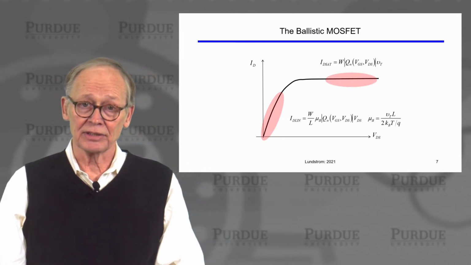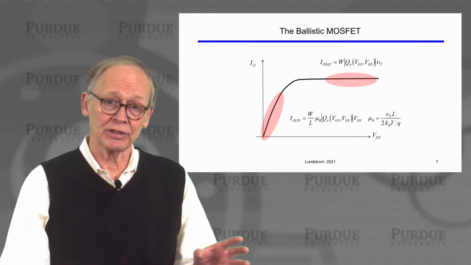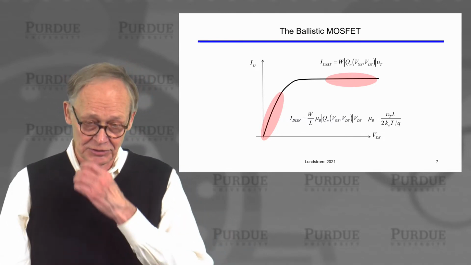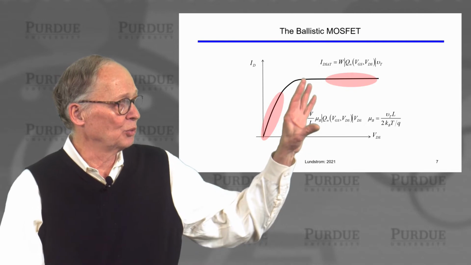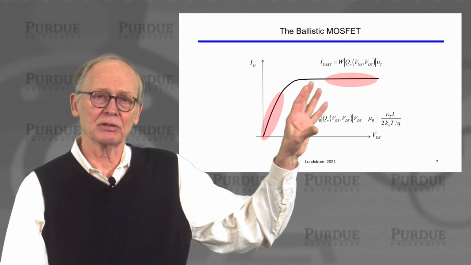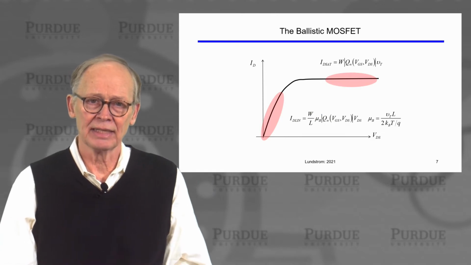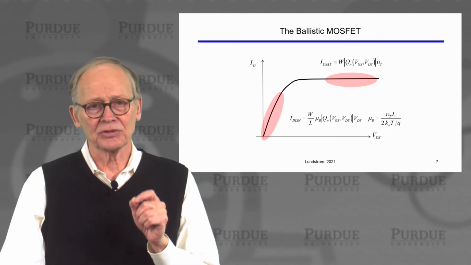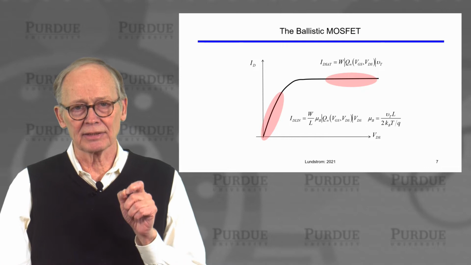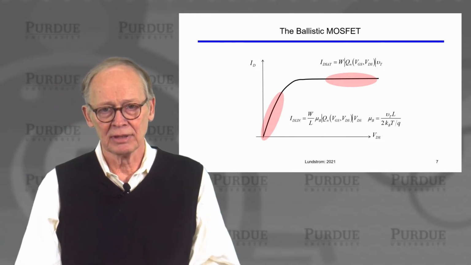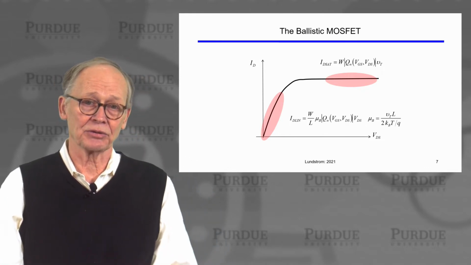Under saturation conditions, we could apply our current equation, and we deduced a current equation that looks very much like the traditional velocity saturation model. It's just that instead of using the high field scattering limited velocity in bulk silicon, we use this unidirectional thermal velocity.